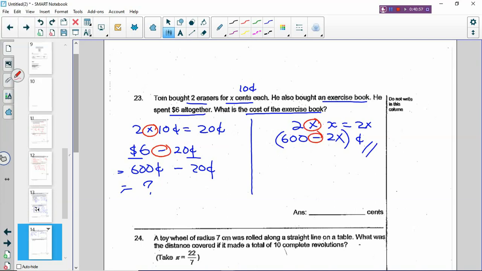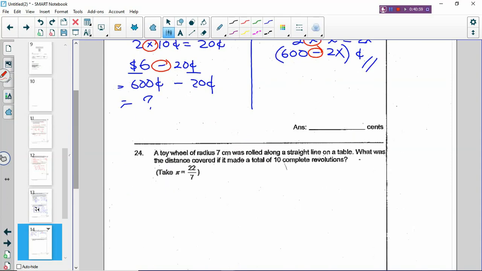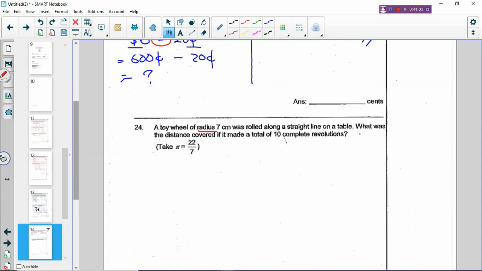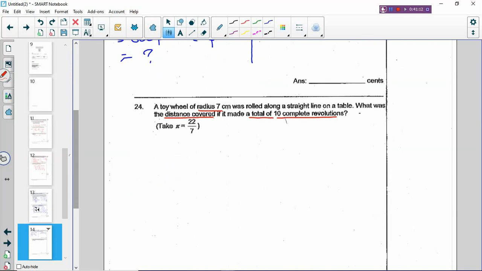Okay, let's go to number 24. A toy wheel of radius 7 cm was rolled along a straight line on a table. So what was the distance covered if it makes a total of 10 complete revolutions? So what is a revolution? 1 round. So the wheel is going to make 10 rounds. So this is a circle, alright? It's a question on circle. And when the wheel makes 1 round, you need to find the distance. So are you going to find the area of the circle or the circumference of the circle?